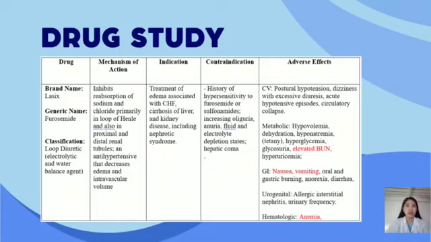It is also contraindicated to patients with history of hypersensitivity to furosemide or sulfonamides, increasing oliguria, anuria, and electrolyte depletion states, hepatic coma. Now, for the adverse effects, it includes postural hypotension, dizziness. For metabolic, it includes hypovolemia, dehydration, hyponatremia, elevated BUN, and for the GI, nausea and vomiting, which is common to the patient. And for the urogenital, allergic interstitial nephritis and urinary frequency.